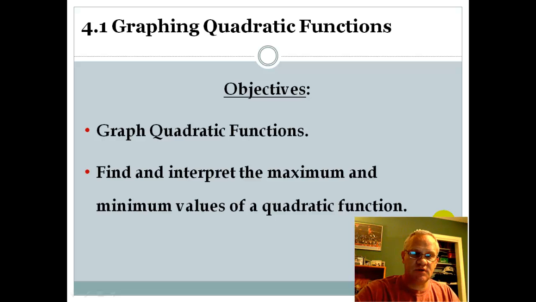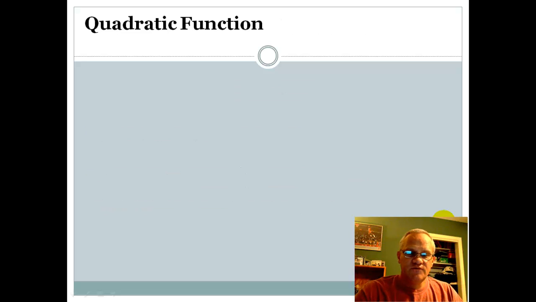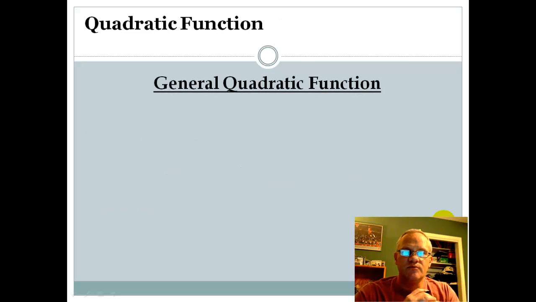Okay, so the first step is we want to talk about the general form of a quadratic function, and that's going to look something like this. f of x equals ax squared plus bx plus c. Remember before we've talked about this, f of x is really just a big y. And then in this situation, a, b, and c are numbers.